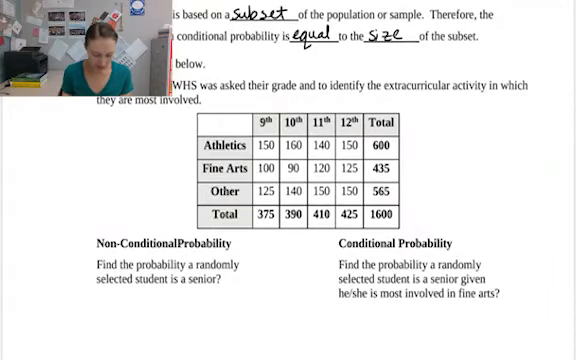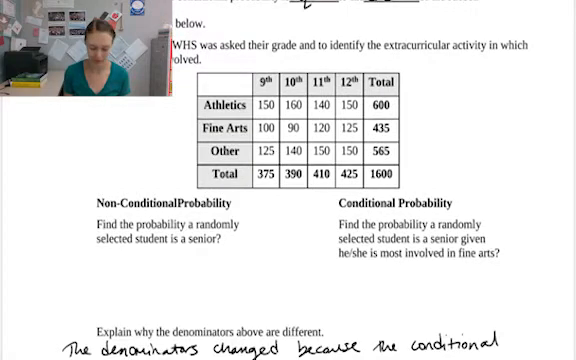All right, so let's look at this example. Every student at WHS was asked their grade and to identify the extracurricular activity in which they are most involved. So we have a nice table here with all the information, including the totals, which is really helpful. If you're given a table of information and it doesn't have the totals yet, what you're going to want to do before you do any of the probabilities is calculate all the totals of all the different categories, on the bottom and on the side and the total.